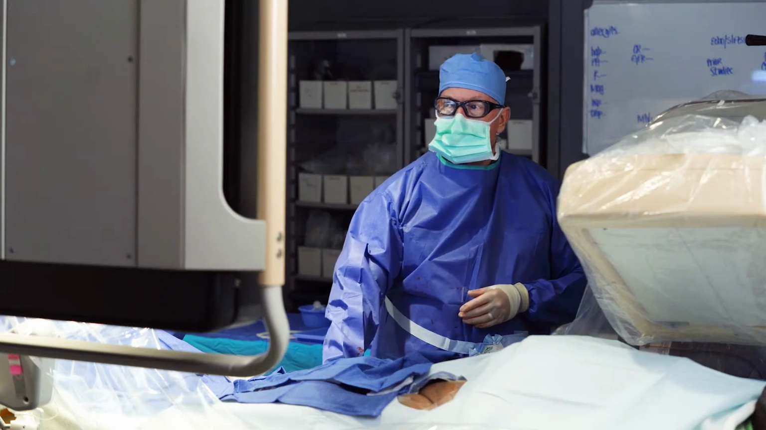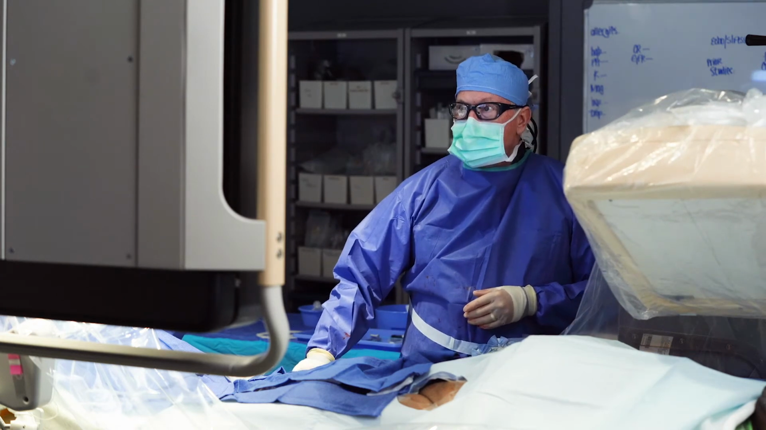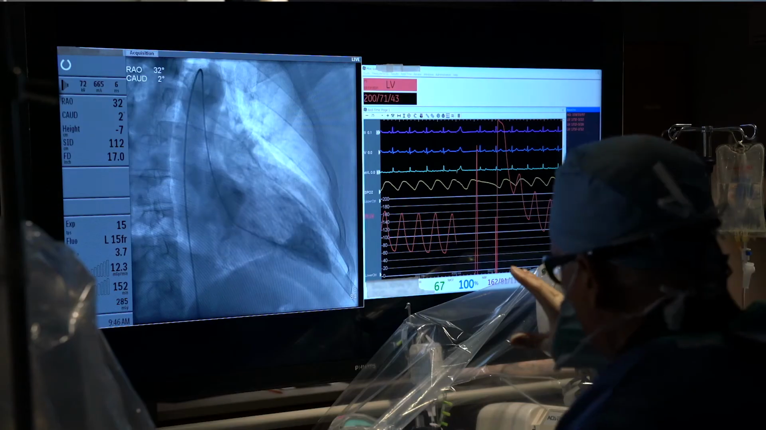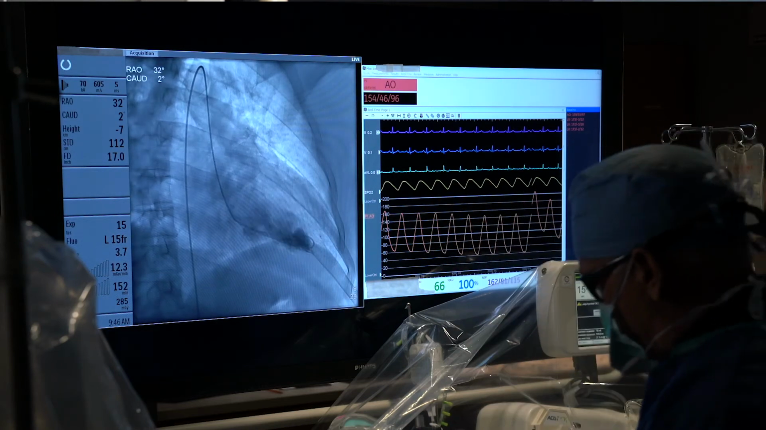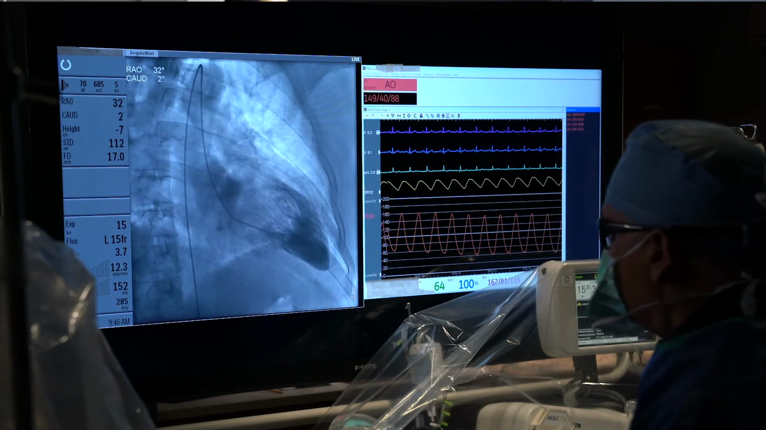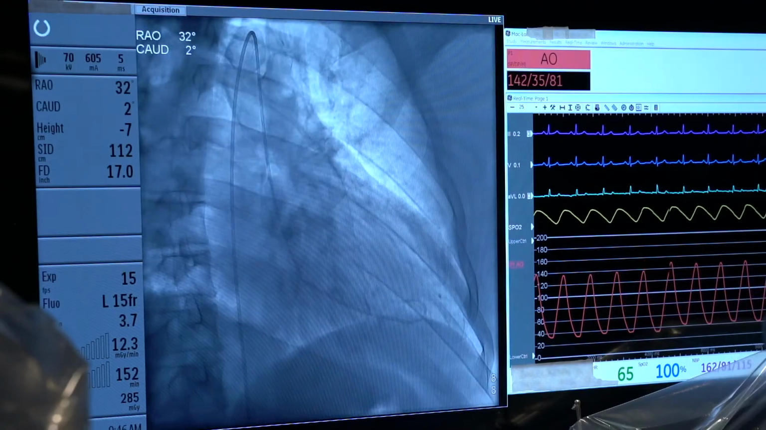Good heart strength. All right. So this is an image of the patient's heart beating, and it appears as though all the walls of the left ventricle are moving appropriately, and his heart strength is in the normal range. Looks good.